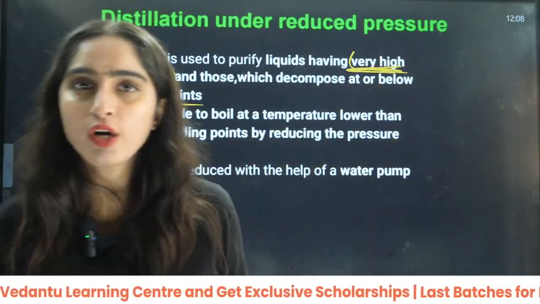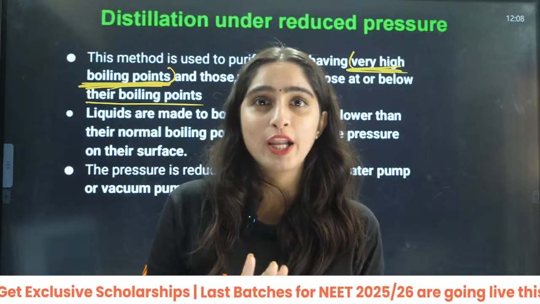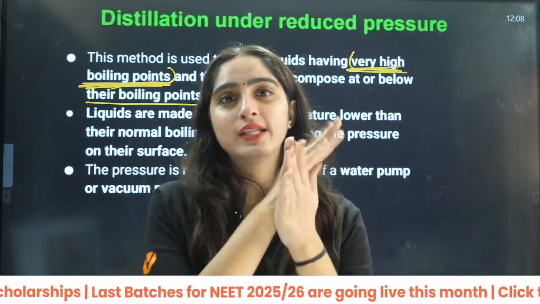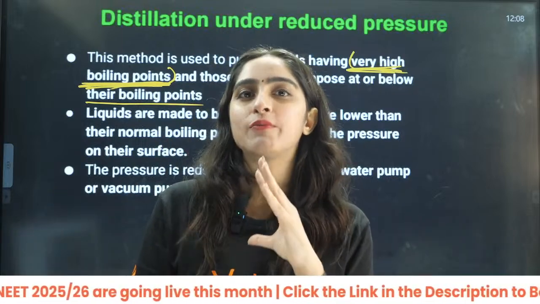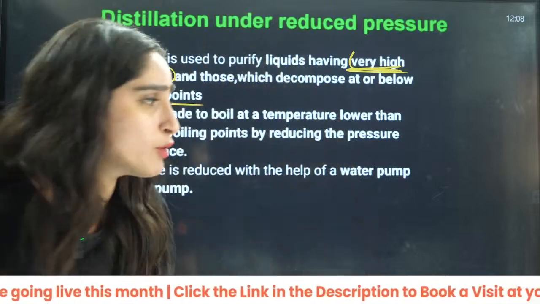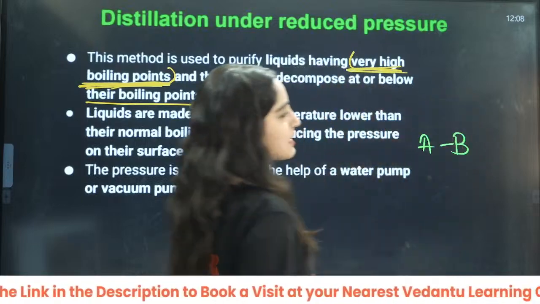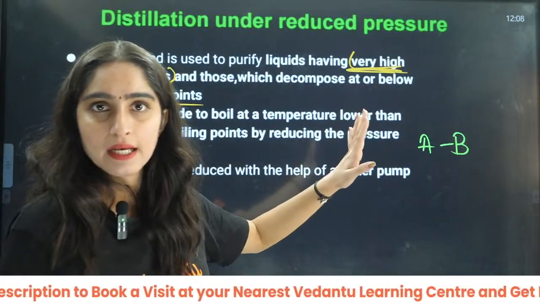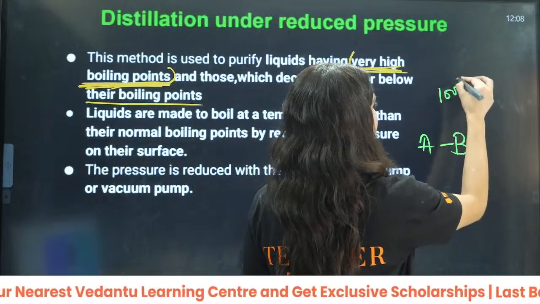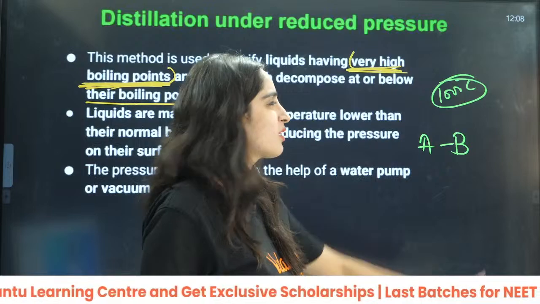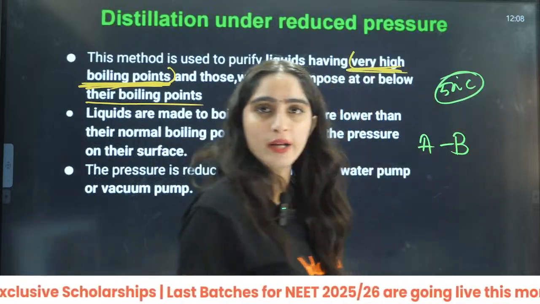For example, there are some compounds which will not reach their boiling point. Before reaching the boiling point, they will break. That means we don't want to break that mixture. For example, you have a compound AB, right? Its boiling point is very high. Say its boiling point is 1000 degrees Celsius, or let's say 500 degrees Celsius. So its boiling point is very high.